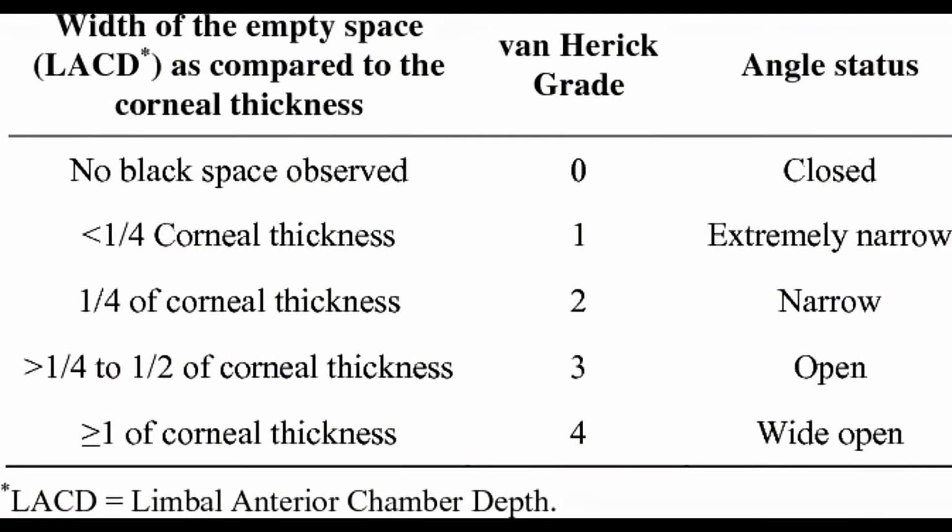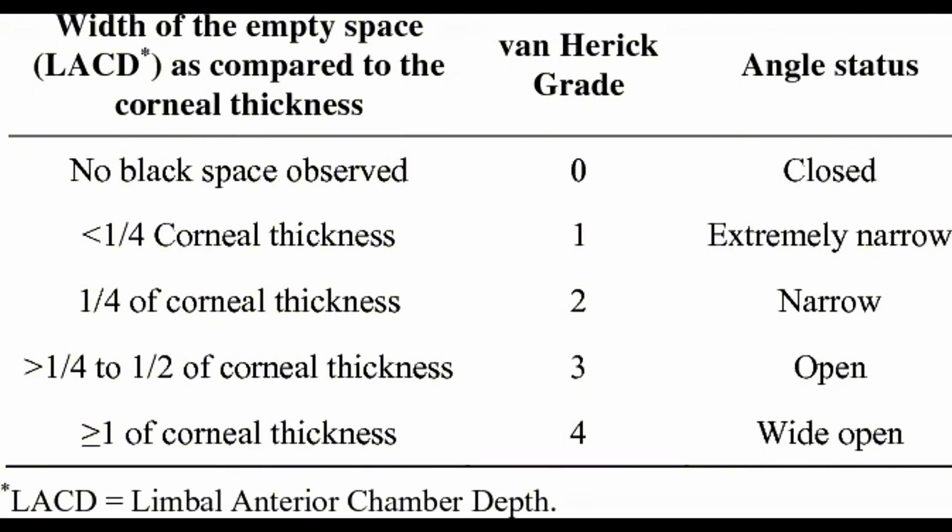What you should be looking out for is the space in between the light reflected off the cornea and that reflected off the iris, the dark space that we saw earlier. And you record from grade 4 down to grade 0. Grade 4 means the angle is wide, while grade 0 means it is closed. When it is grade 0, that means there is no black space observed between the iris and the cornea. Remember the two lights. Then if it's grade 1, the width of that empty space as compared to the corneal thickness is less than 1/4.